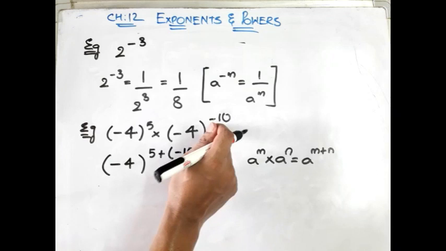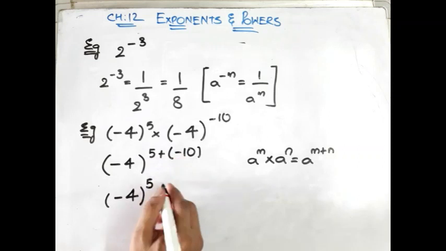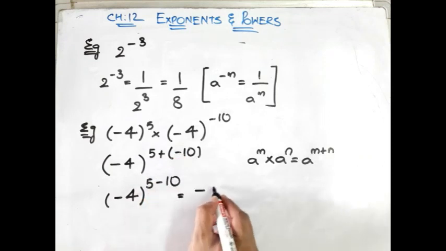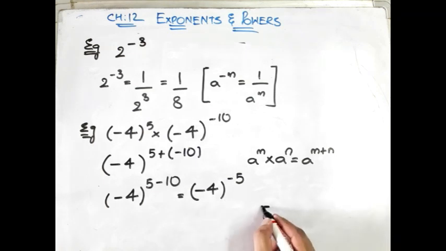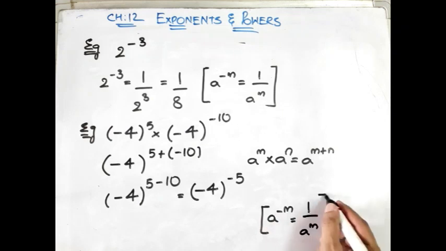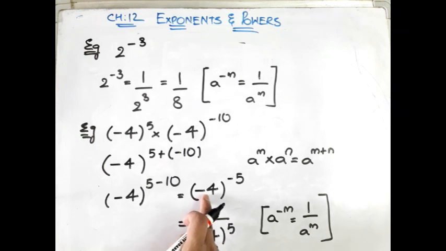Please be careful with these negative signs. So minus 4 whole power 5 plus minus 10, which is minus 5. Again we can use the identity a power minus m is equal to 1 by a power m. So the answer is going to be 1 by minus 4 whole power 5, because the minus is pointing to the exponent, you should not change the base, only the exponent will be changed.